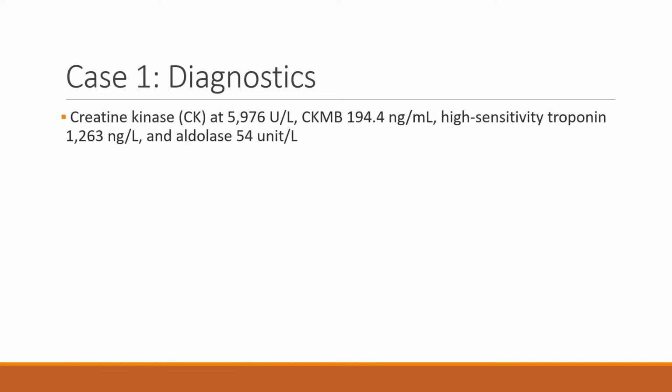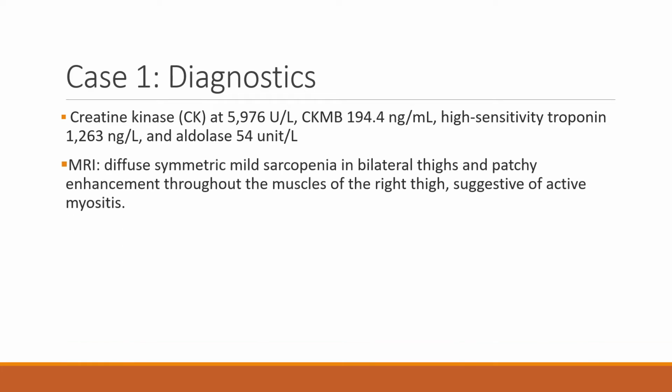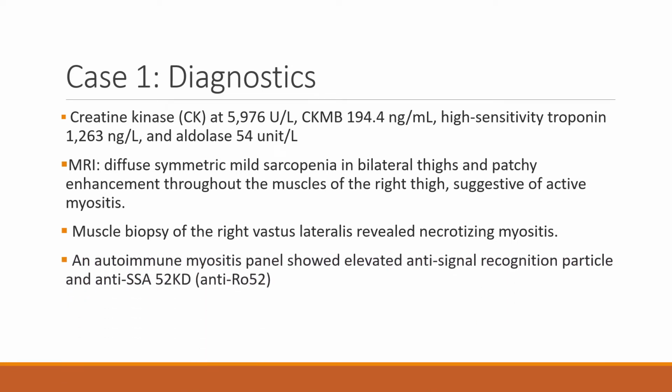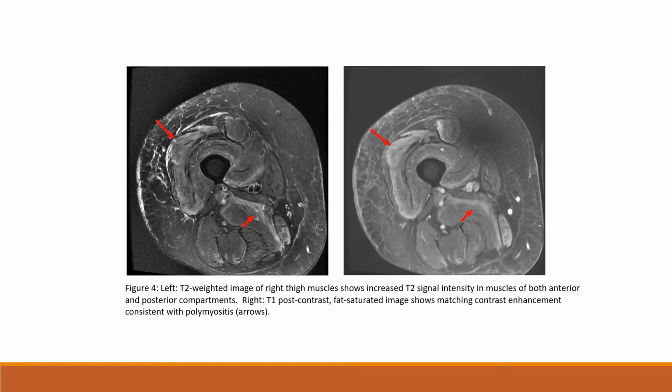Her CK level was 5,976, CKMB 194, high sensitivity troponin 1,263, and her aldolase was 54. Her MRI, which we'll see on a future slide, showed diffuse symmetric mild sarcopenia in bilateral thighs and patchy enhancement throughout the muscles of the right thigh, suggestive of active myositis. The muscle biopsy of her right vastus lateralis muscle revealed necrotizing myositis. An autoimmune myositis panel showed elevated anti-signal recognition particle and then also anti-Ro52 antibody.